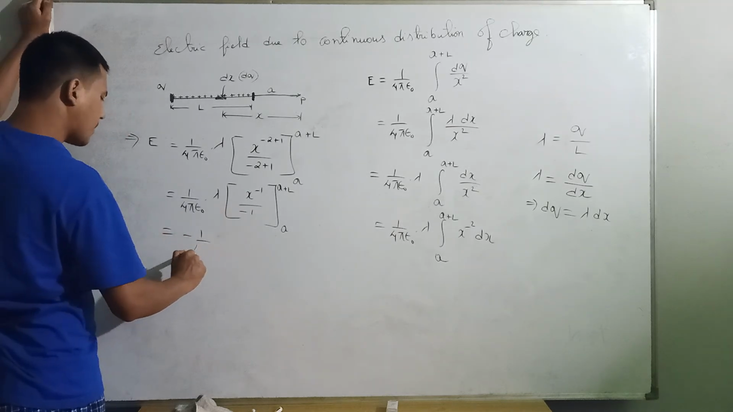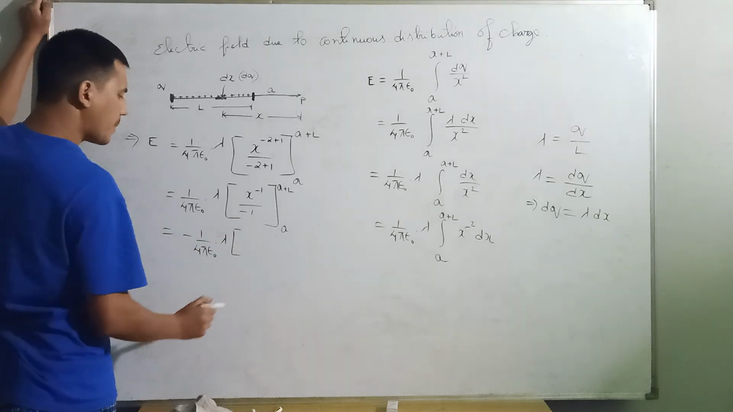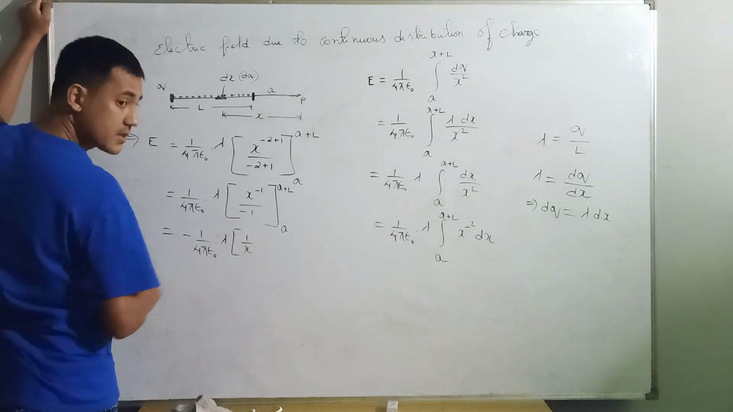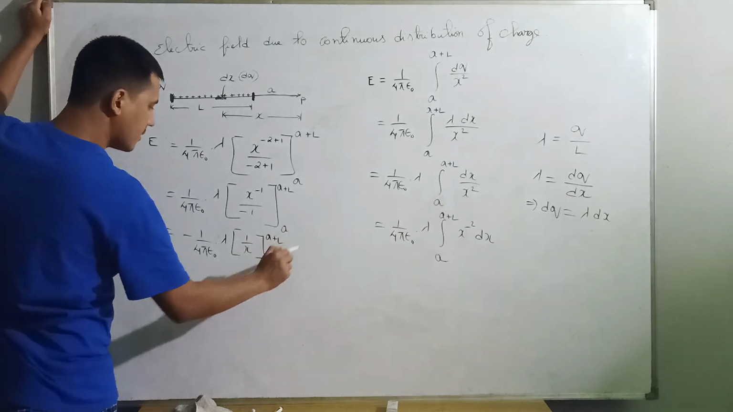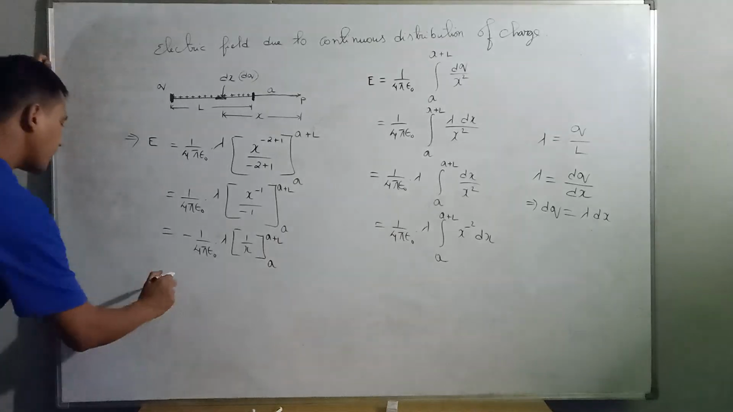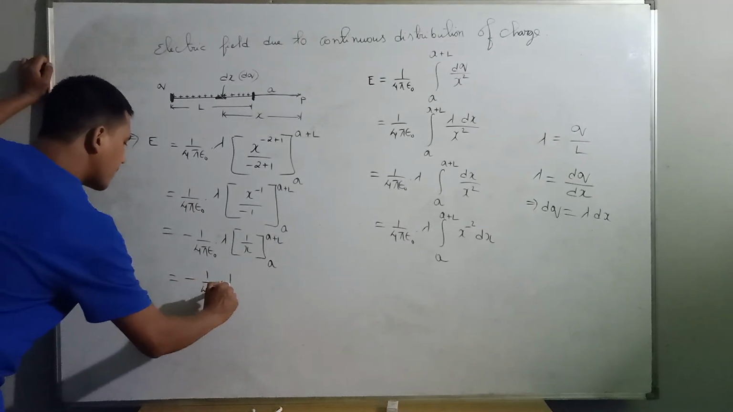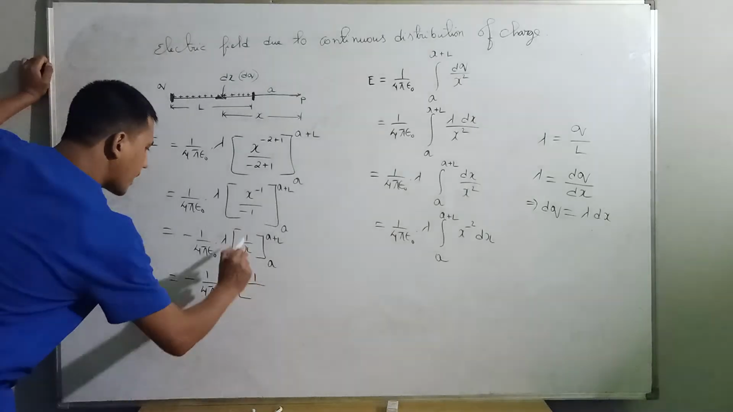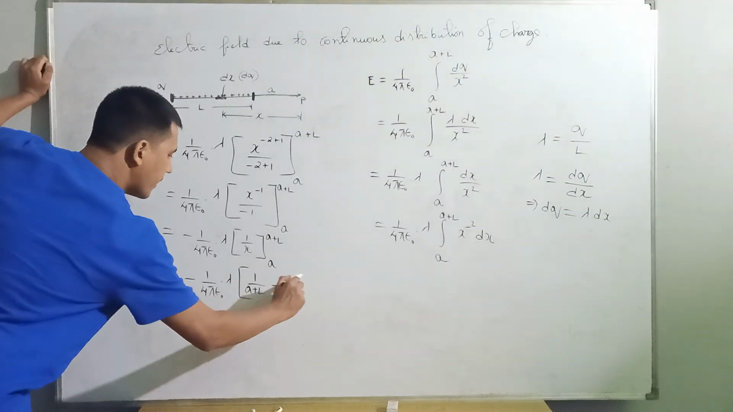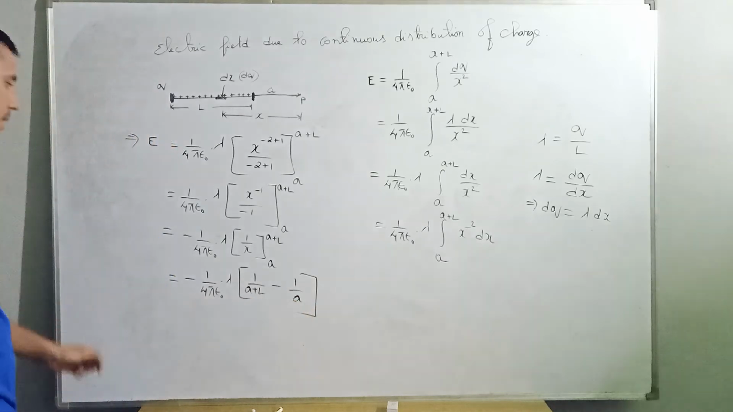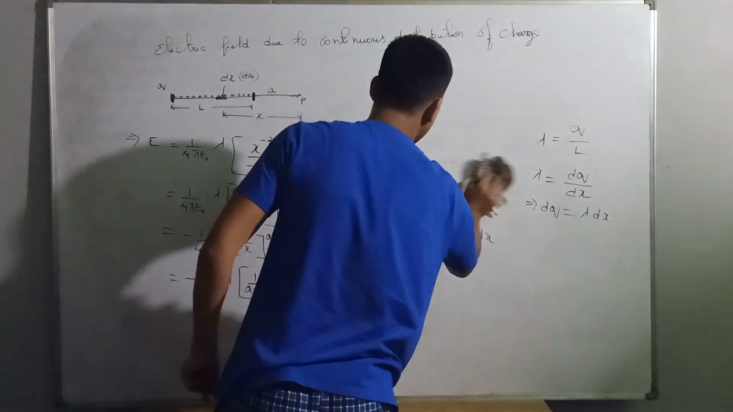Minus 1 is constant. So minus 1 by 4 pi epsilon naught times lambda, x to the power minus 1 means 1 by x, integration from A to A plus L. So minus 1 by 4 pi epsilon naught lambda, 1 upon upper limit A plus L minus 1 upon lower limit A. Correct? We can take LCM here.